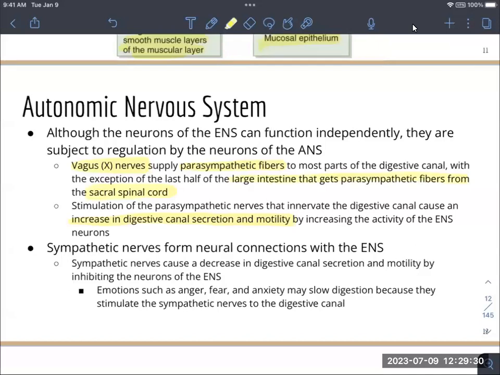Sympathetic, that's that fight or flight. So the last thing you want to have to do when you're in that fight or flight stance, when you're trying to get away from something, is to have to go use the bathroom. So this sympathetic decreases secretions and motility. Even during anger, fear, anxiety, that can stimulate that sympathetic nervous system to slow down your digestive system.